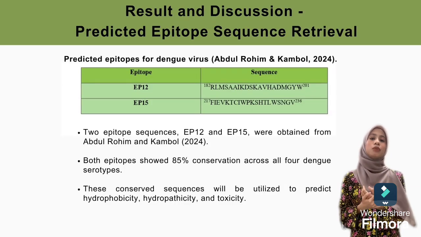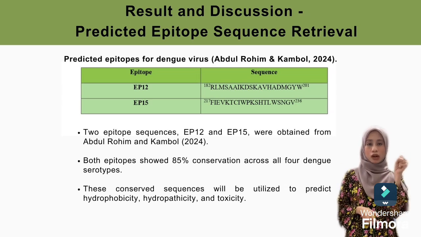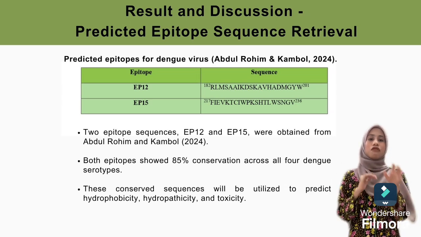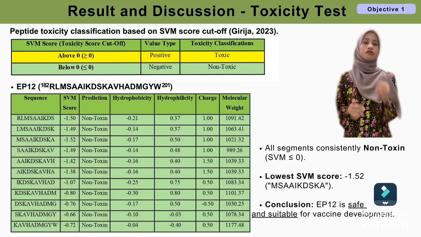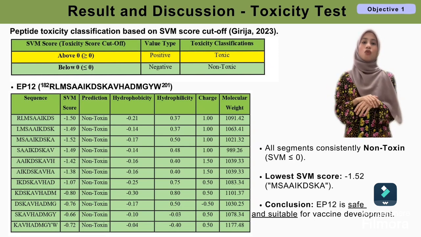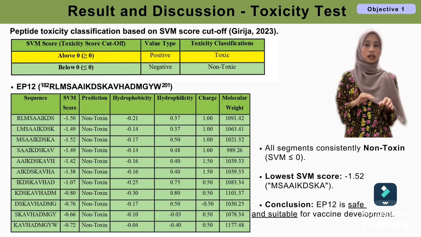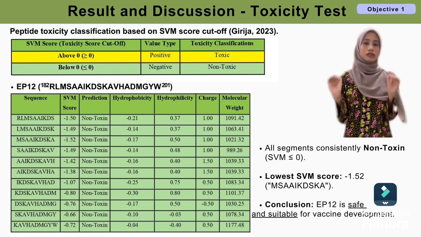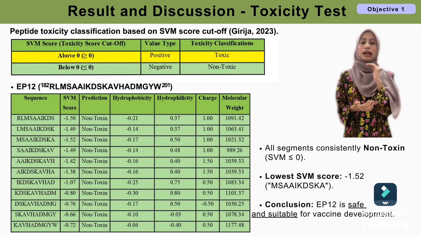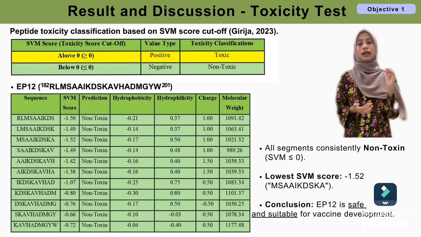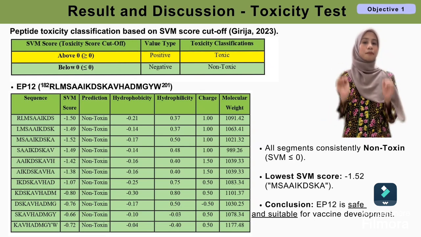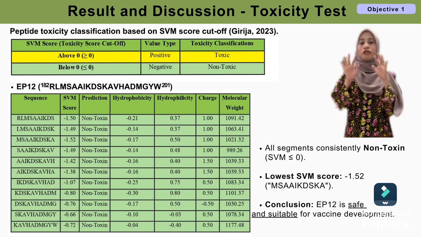I referred to Abdurrahim and Kambol in 2024, who found EP12 and EP15 to be 85% conserved across all 4 dengue serotypes. Focusing on the EP12 toxicity test, the rule for classification is on the left, where an SVM score more than 0 means toxic, and less than 0 means non-toxic. Using ToxinPred, all EP12 segments show negative SVM scores, which are less than 0, with the lowest score of negative 1.52 for the segment MSAAIKDSKA, indicating they are non-toxic. Since no segments are toxic, EP12 is safe for vaccine development.